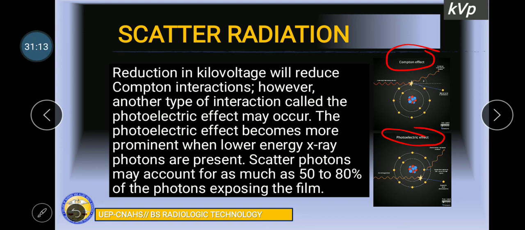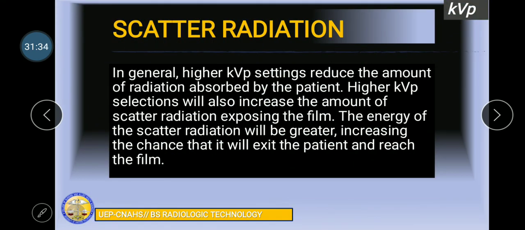So, in other words, the higher the kilovoltage, the higher is the, nawala ang term, the tendency that your X-ray film will become blacker. 50 to 80% of the photons will expose the film. Okay? So, in general, the higher kVp settings reduce the amount of radiation absorbed by the patient. So, scatter radiation lang. Higher kVp selections will also increase the amount of scatter radiation exposing the film. So the energy of the scatter radiation will be greater, increasing the chance that it will exit the patient and reach the film.